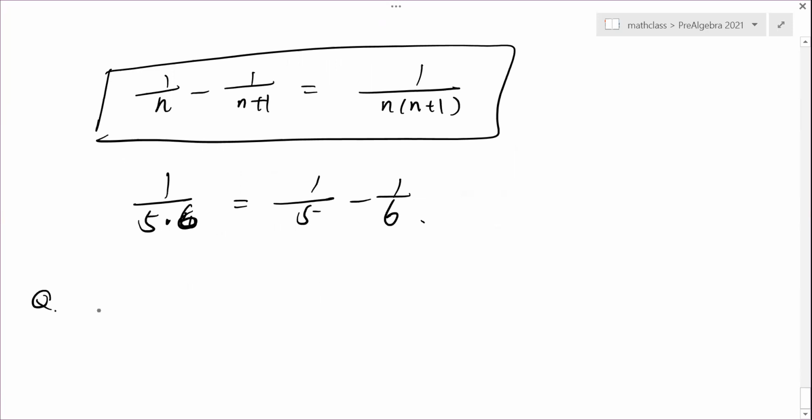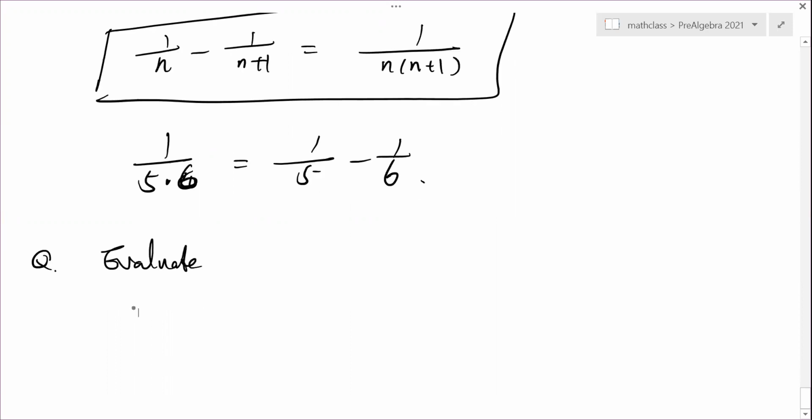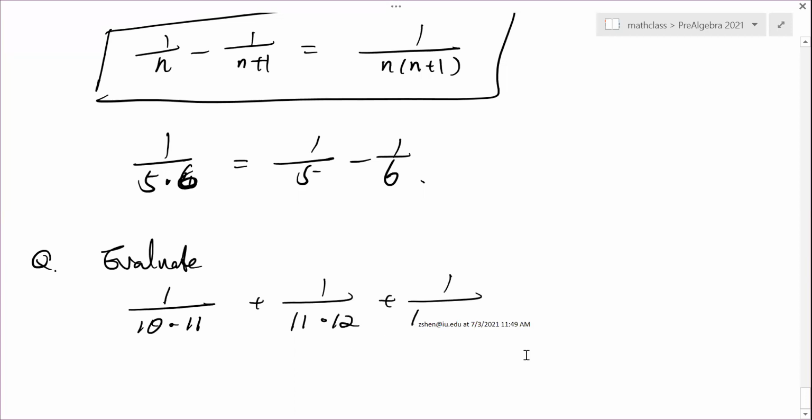So if you are given the following problem, evaluate, find the sum or simplify, right? You begin with 1 over 10 times 11, plus 1 over 11 times 12, plus 1 over 12 times 13, and keep it going. And the last one is going to be 1 over 19 times 20.